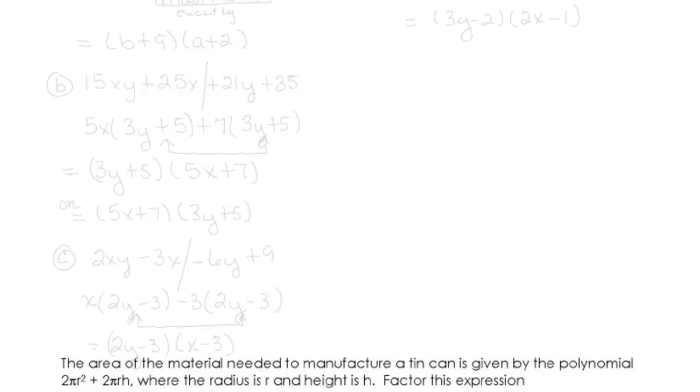So our GCF is going to be what? A. And what is left over? B plus 9. Remember, if you start off with 2 terms, what's left inside the parentheses must have 2 terms. It must match up as B plus 9. Okay, we're done with that.